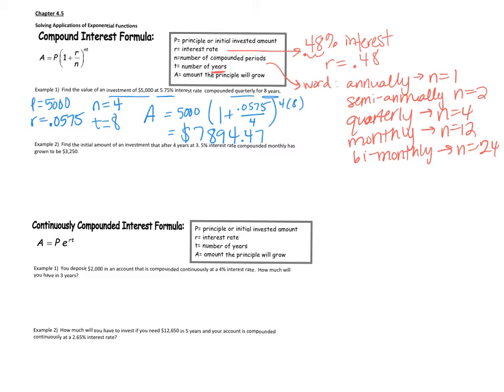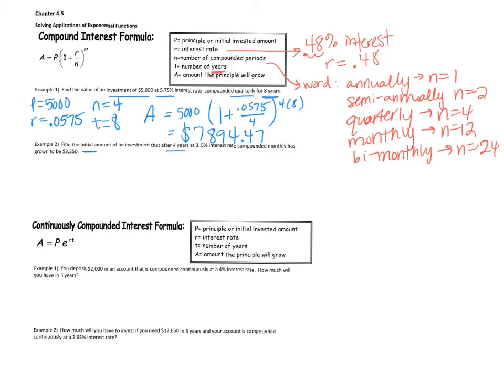So it says we want to find the initial amount of an investment after 4 years at a 3.5% interest rate, compounded monthly, to be $3,250. So let's see what we have here. We want to find the initial amount, so we do not know what the P is.